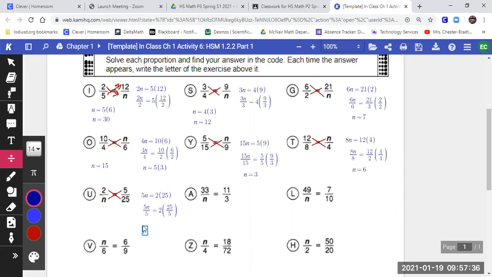So I have just an n. And that's equaling 2 times 5, right? Because 25 divided by 5 is 5. So what's our final answer for this one? N equals what? What's our n going to equal?